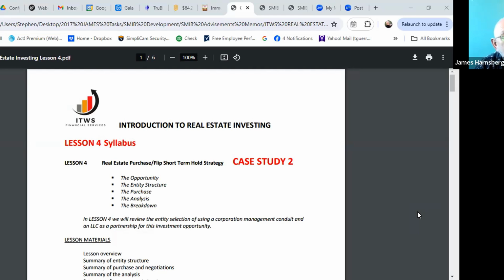So let's jump in and start with the overview of the lesson plan. This is a real estate purchase and flip with a short-term hold strategy. Short-term hold is going to be 1 to 3 years. Even if it's more than 1 year, it's long-term capital gain. The holding period is less than 5 years, so let's just say a short-term hold is any holding period of the real estate that is less than 5 years. In this particular case, the Perry Osea project, the holding period was about 3 years.